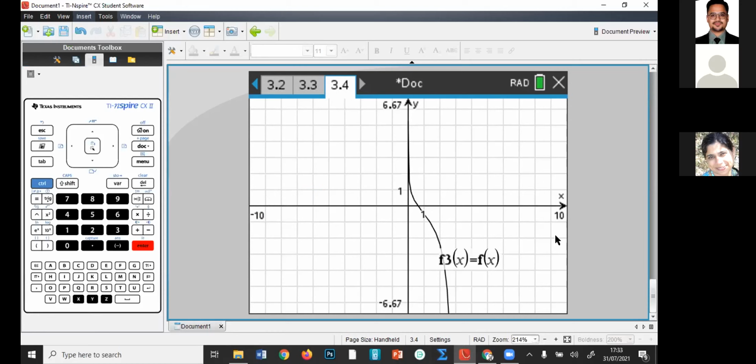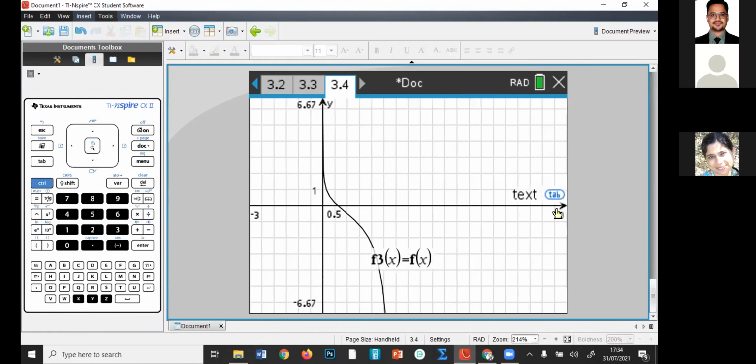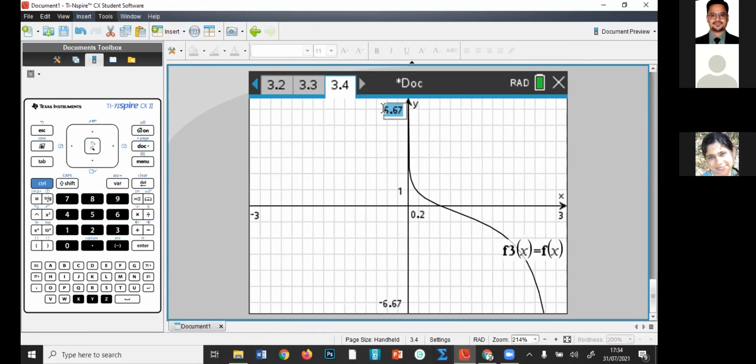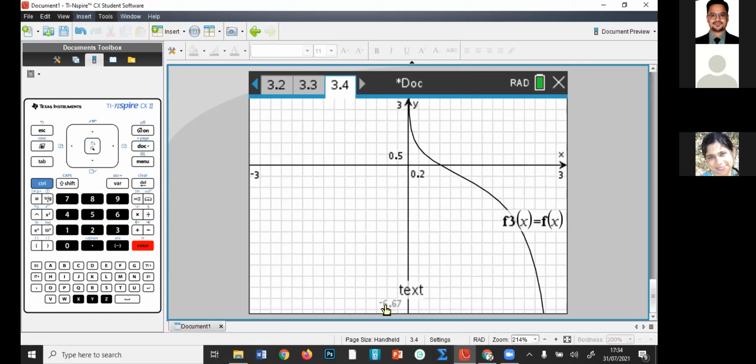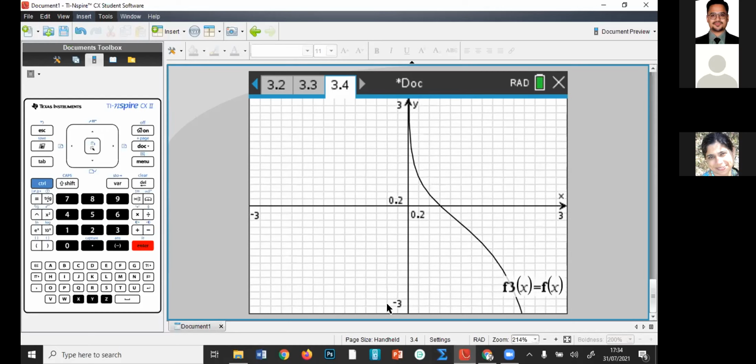Now it says draw a set of axes showing x and y values between -3 and 3. So we need to adjust these values. There are two ways to do this. Either you go in menu and do it in the zoom settings, otherwise you just click here. When you double click, you can change this value. So I'll change it to -3, and I'll do the same thing for the other values. This one goes to 3, and down here it goes to -3. So this is your graph of f(x) from -3 to 3.